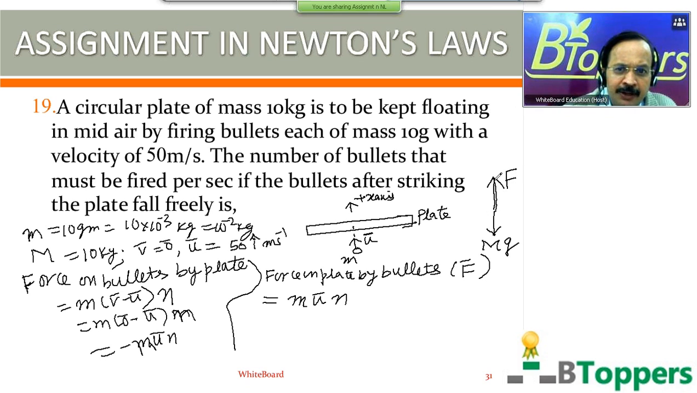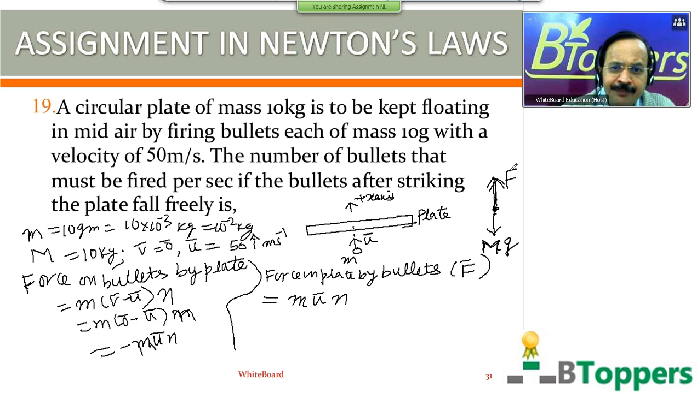So two forces act on the plate here. One is its weight mg, capital M into small g, which is a gravitational force on the plate. Second is the force on the plate by the bullet, which acts upwards.